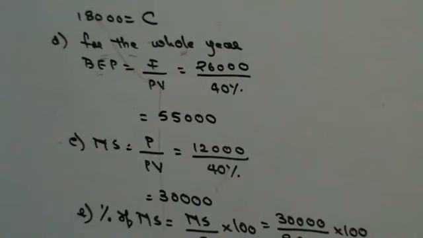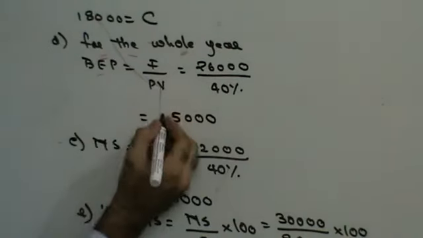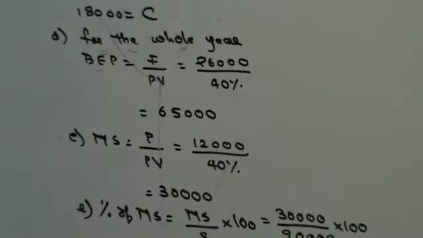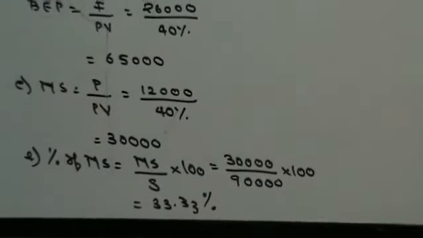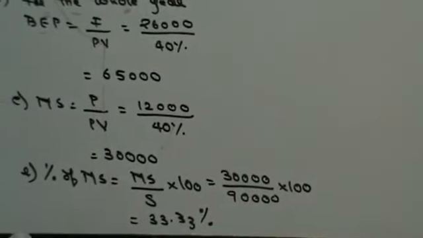BEP is 65,000. We just make the correction, guys. Yeah, 65,000. BEP is going to be 65,000. Just make that correction, people. Right?